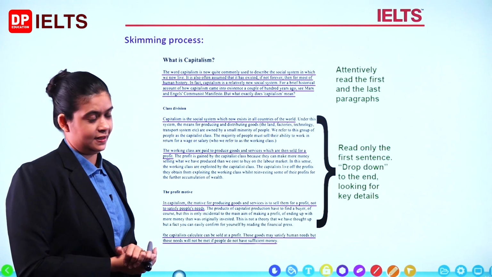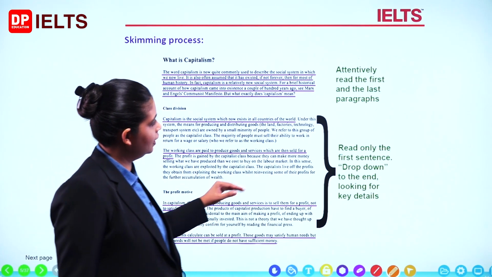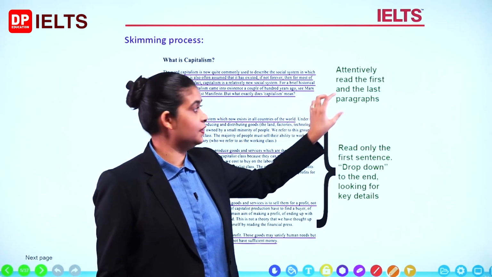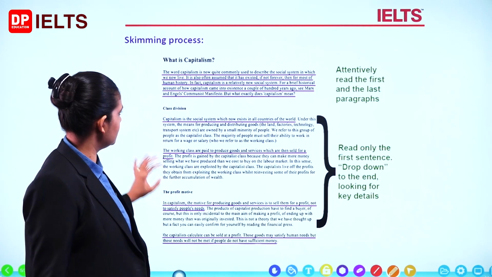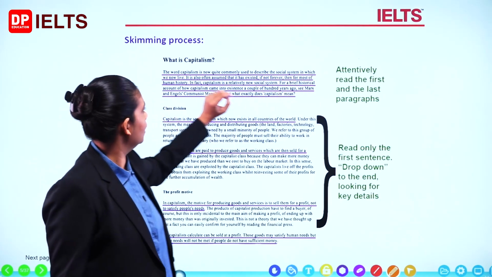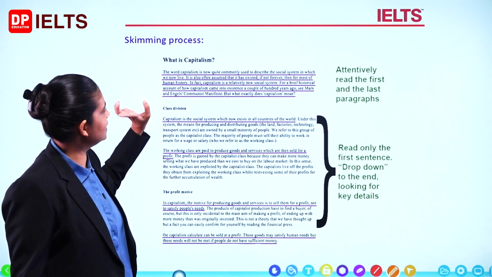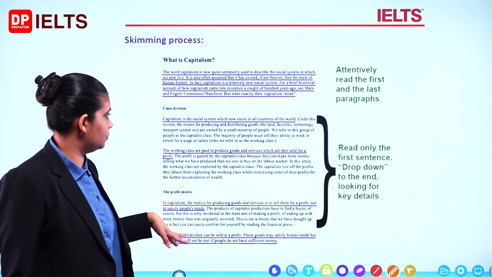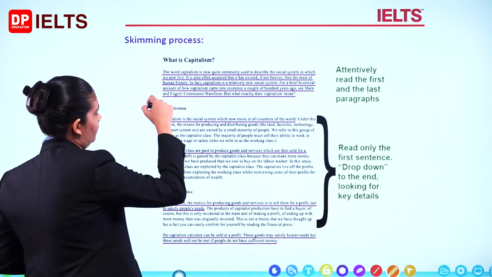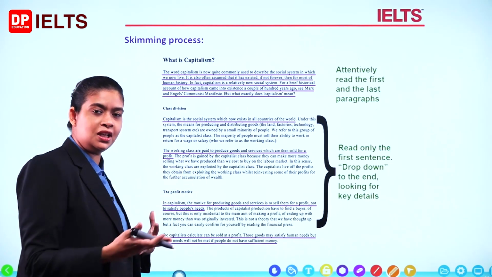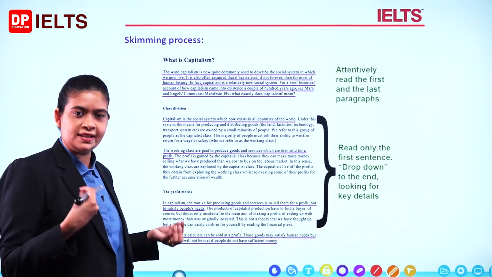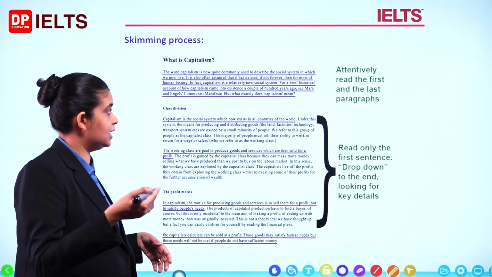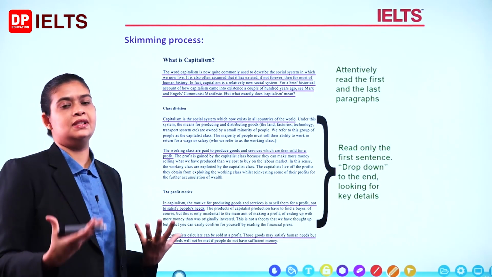So you have this whole piece of information here. Let's go through it first. Now here, I told you in my previous slide to attentively read the first and the last paragraphs. So the first one is giving you the heading as to what is capitalism. It has the subheadings, class division, the profit motive. So this is the first paragraph. So we attentively read it to understand what this paragraph is going to contain, what kind of information it will contain, and what this whole capitalism is.